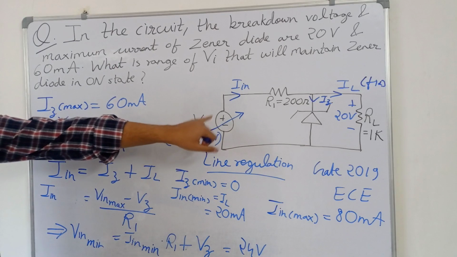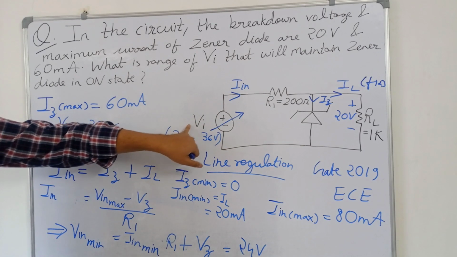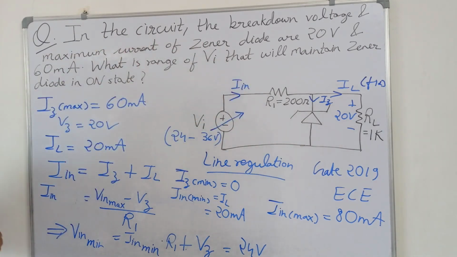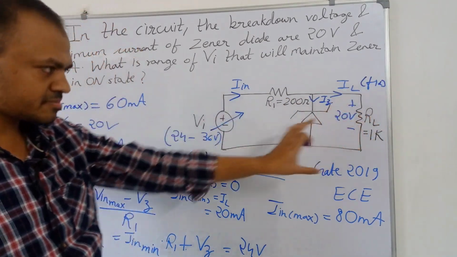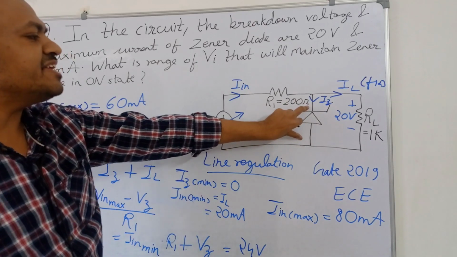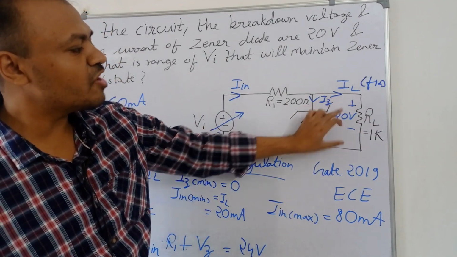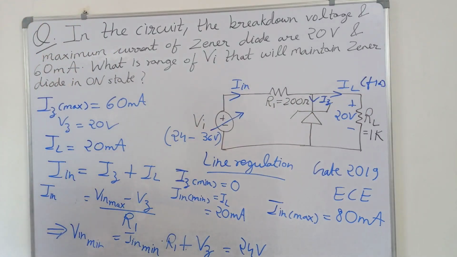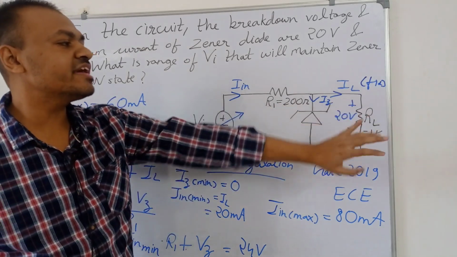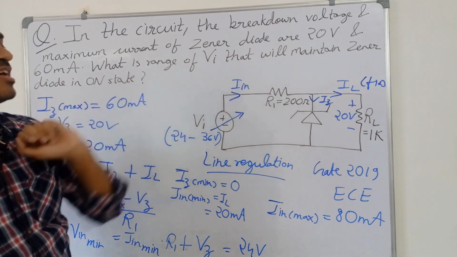Obviously if input voltage is minimum then input current will be minimum, and if input voltage is maximum then input current will also be maximum, and here IL is always fixed because RL is always fixed. The Zener breakdown voltage is 20 volt. Obviously in parallel the voltages are the same, so the voltage across this load resistance will also be equal to 20 volt. So we can easily find the load current in the case of line regulation. Always in a line regulation question, first find the load current because the load current will be fixed. The load current does not vary in line regulation, only the input current will vary.